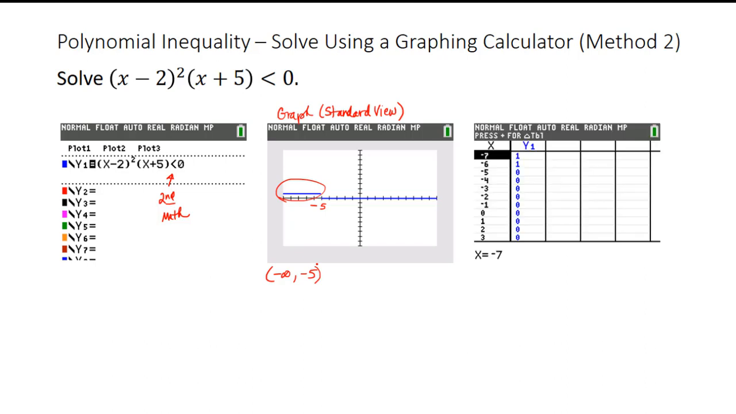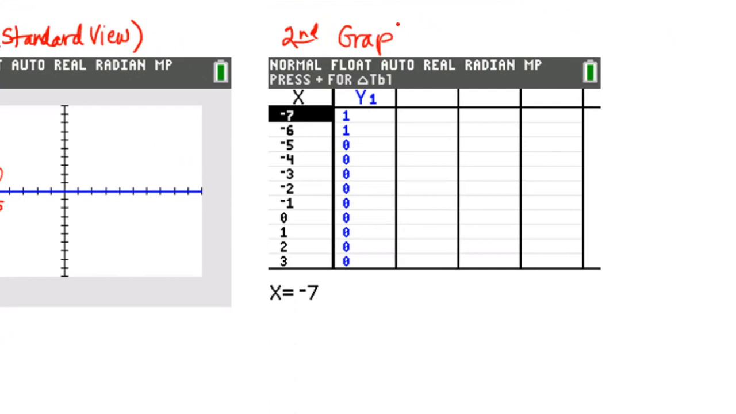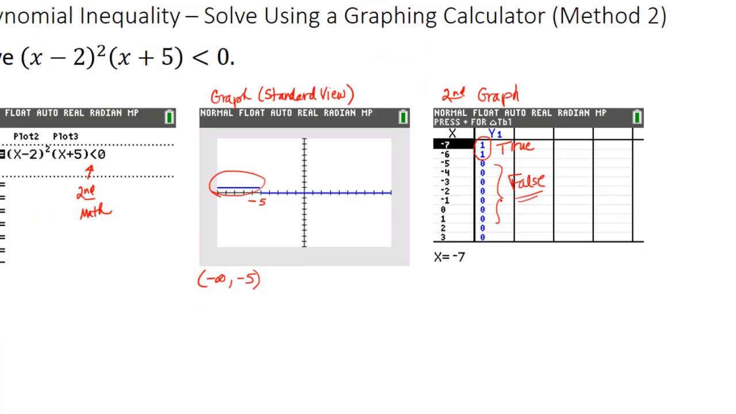I can also look at the table by doing 2nd Graph, just to make sure you understand what's happening. For every x value that satisfies this inequality, I'm assigning a value of 1, which means that it's true there. But everywhere else where it has a 0, these are input values that make that inequality statement false. So they would not be included in the solution set.